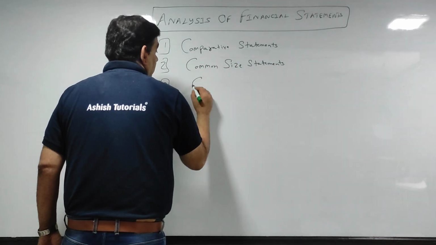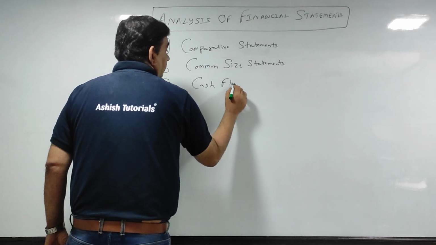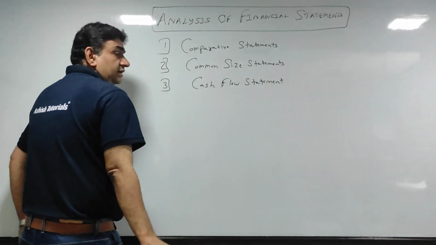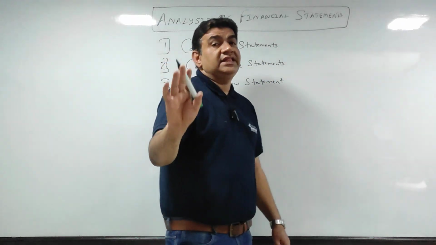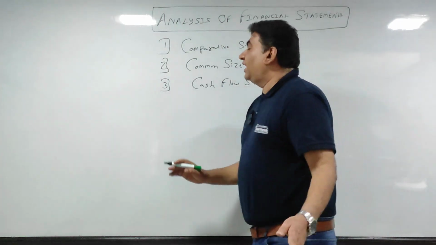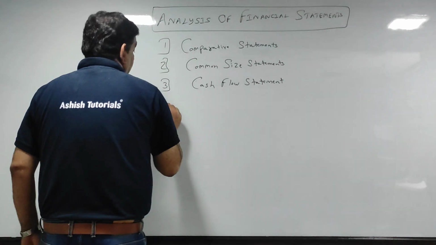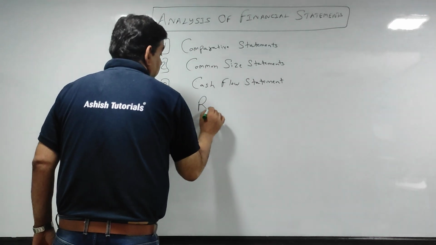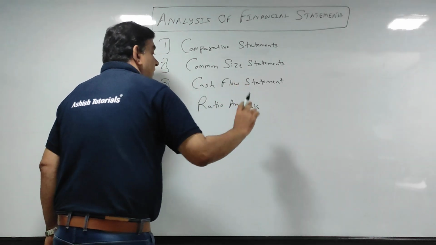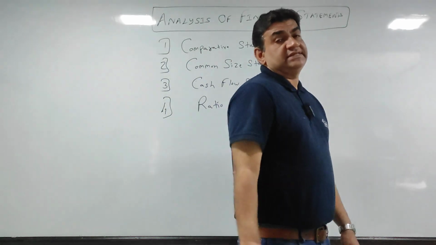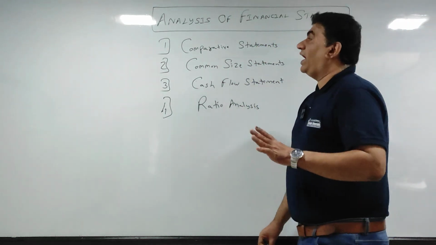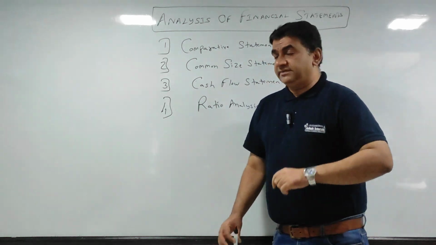Third, you have cash flow statement, a very important part. Every company, in the accounts they publish, has to make a cash flow statement. Of course, here you have a very basic thing. And the fourth, what you all have in your syllabus, is ratio analysis. So 4 things you have in your syllabus. Now let's take one by one.